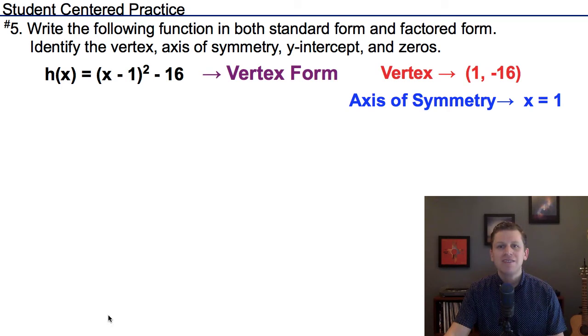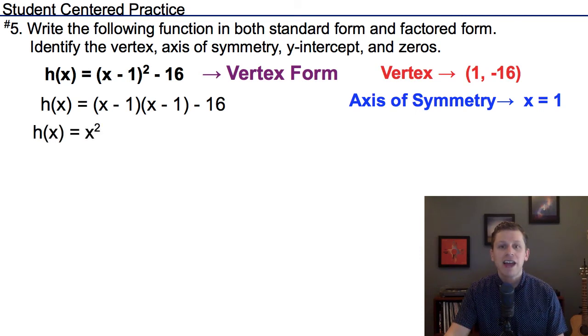Now it's time to take this function and change it from vertex form to standard form by expanding this binomial squared. It will now read h of x equals x minus 1 times x minus 1 minus 16. Let's FOIL or double distribute. X times x is x squared, x times negative 1 is negative 1x, negative 1 times x is negative 1x, negative 1 times negative 1 is positive 1, and bring down the negative 16.